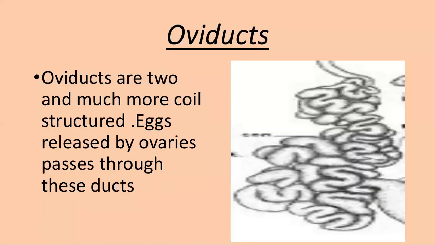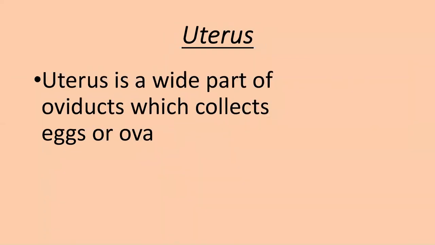Next is oviducts. Oviducts are two, one from the right side and one from the left side. They are much coiled structures. Eggs are released by the ovaries and pass through these ducts. Next is uterus. Oviduct has two parts. The upper part is funnel-like, called the oviducal funnel. The lower portion is the white part, and that is called uterus, which collects the eggs or ova.